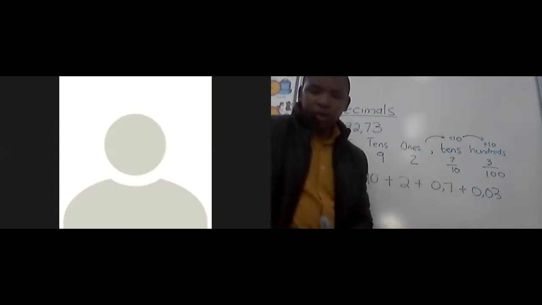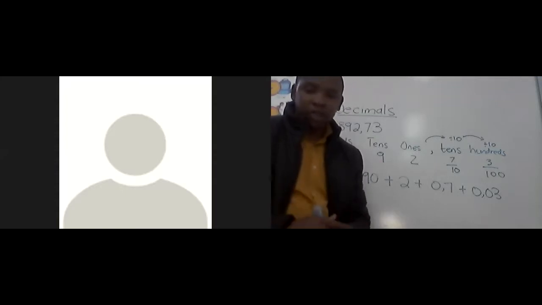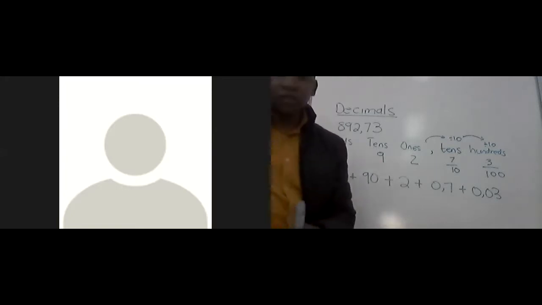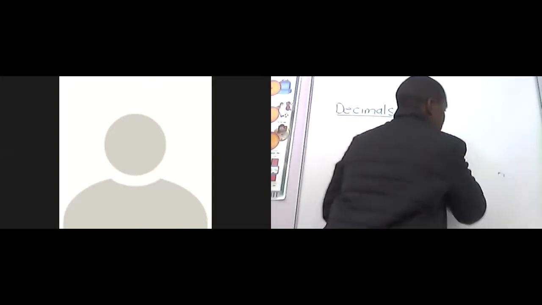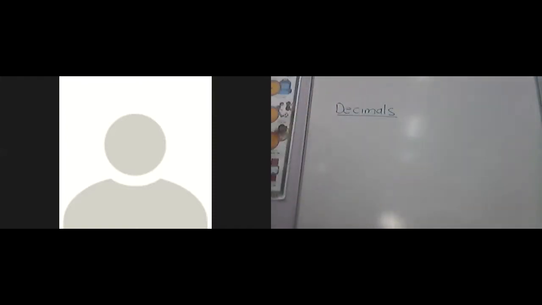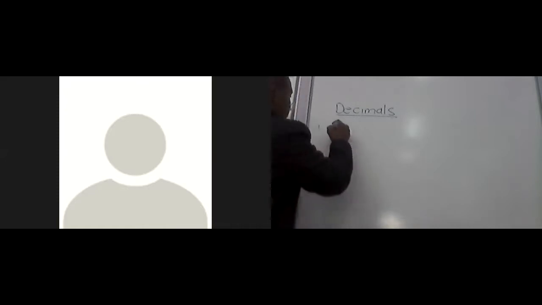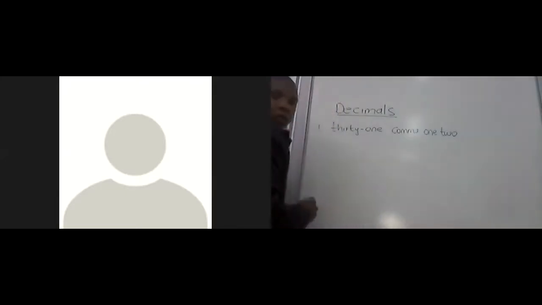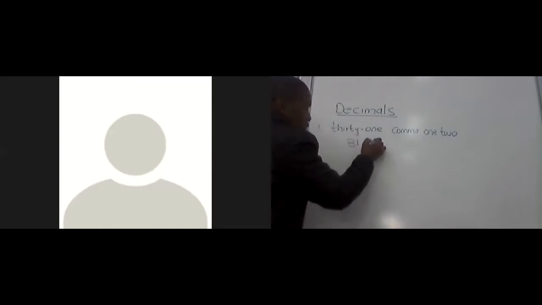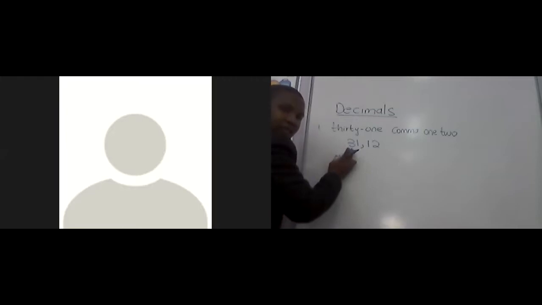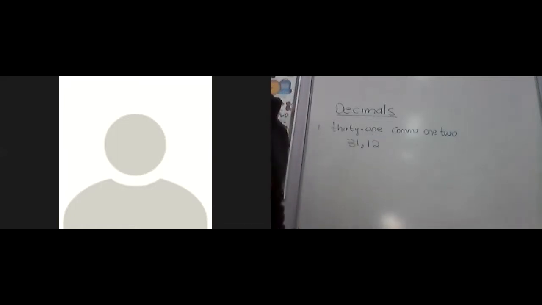I'm going to do one example on page 96 of your textbook, exercise 15.1. It says write the following as decimals. So I'm going to write that on the board. They give the decimals in words. So this will be 31,12. We know that we have 3 tens, 1 one, and then after the comma, we have 1 tenth and 2 hundredths.